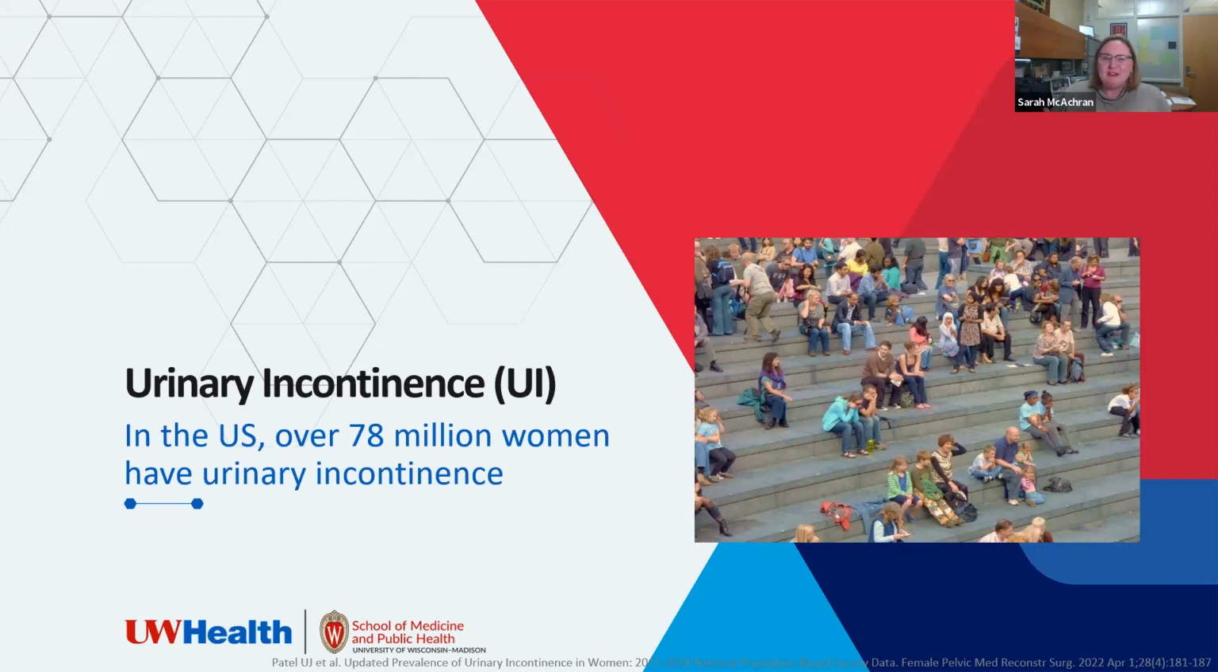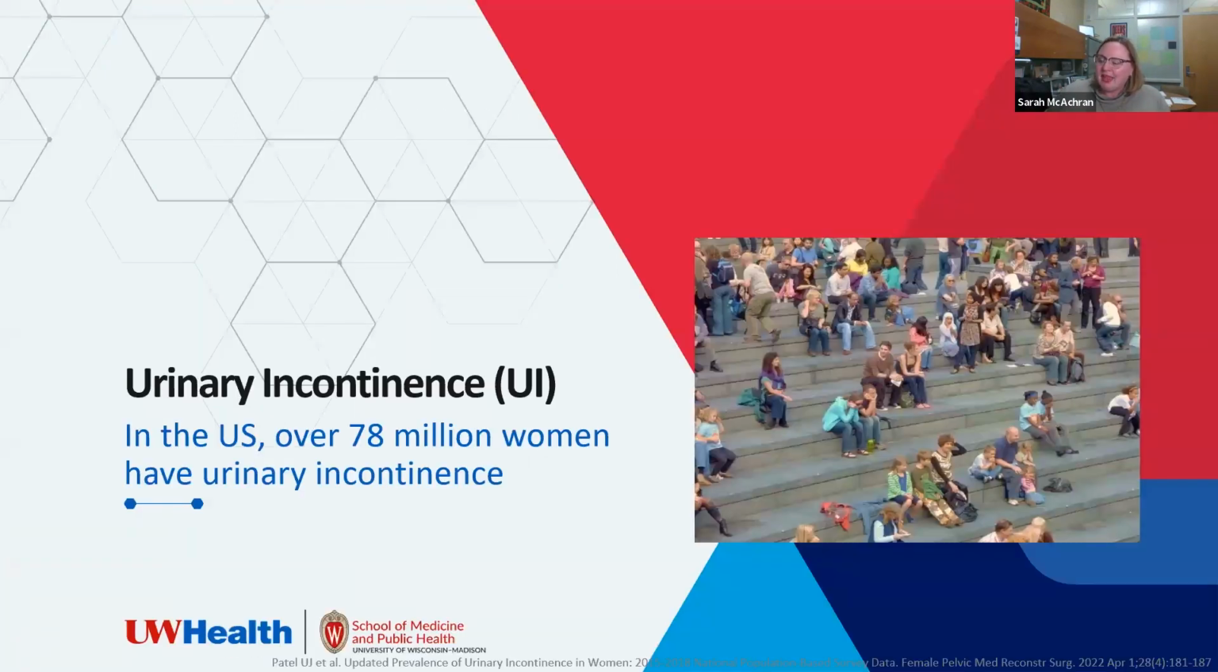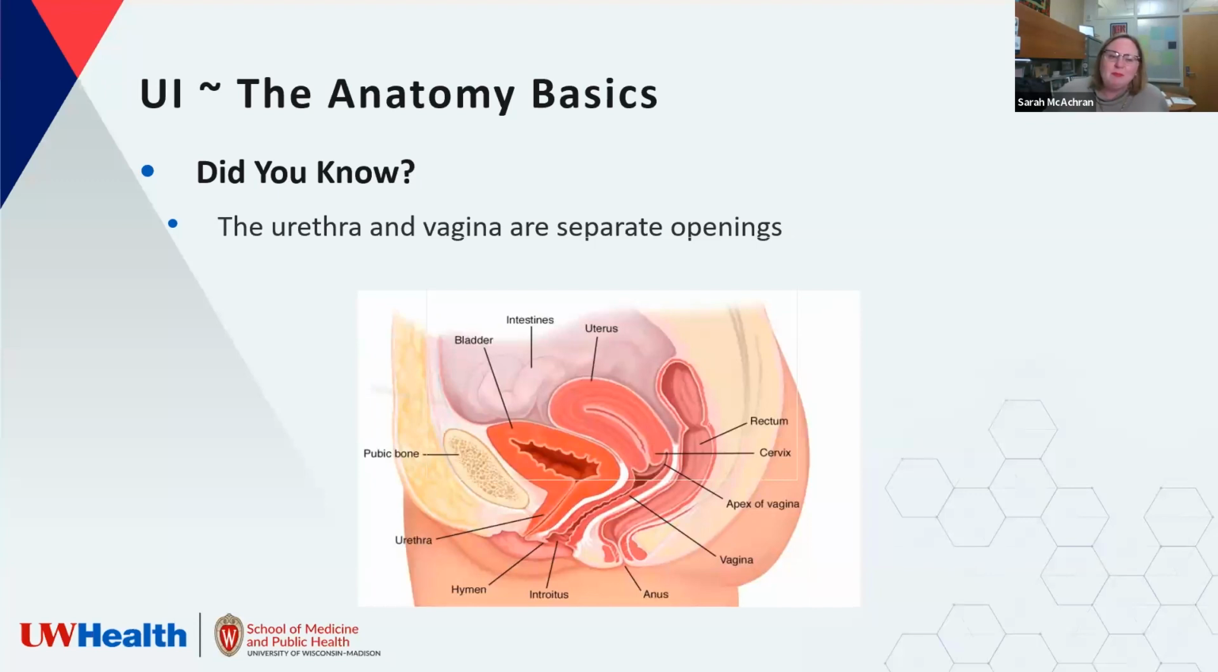So here in the US, over 78 million women have urinary incontinence. As Chris was saying, it is incredibly common. In fact, it's estimated at 50% of women over the age of 50. So just a little bit about the basics here. Some people don't realize that the vagina and the urethra, which is the tube that urine comes out of, are actually separate openings. So we have a little animation here.